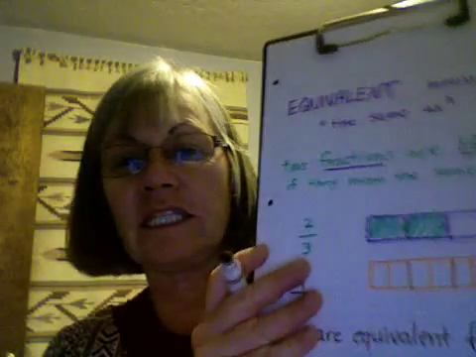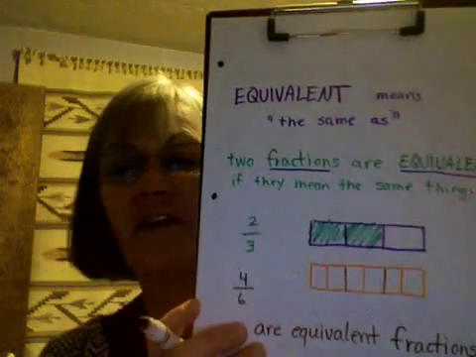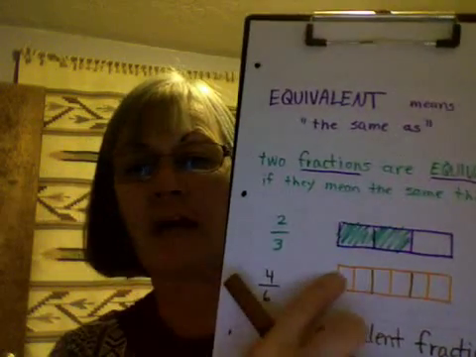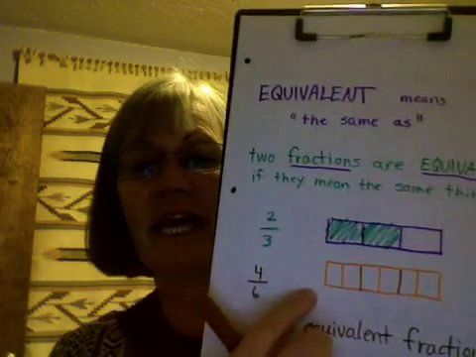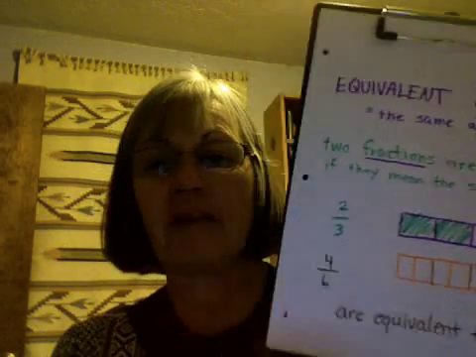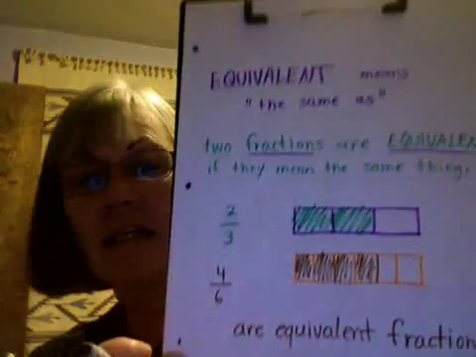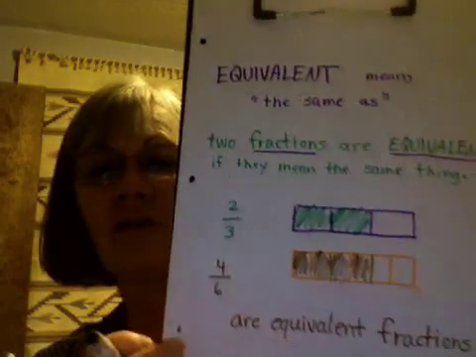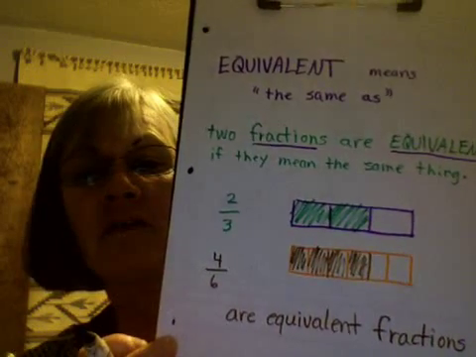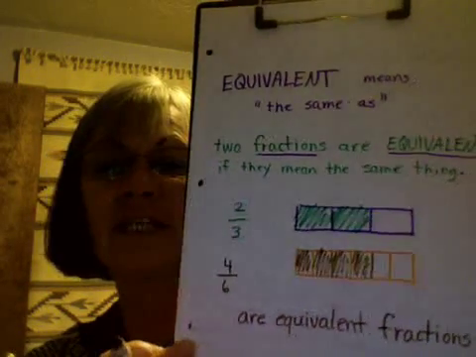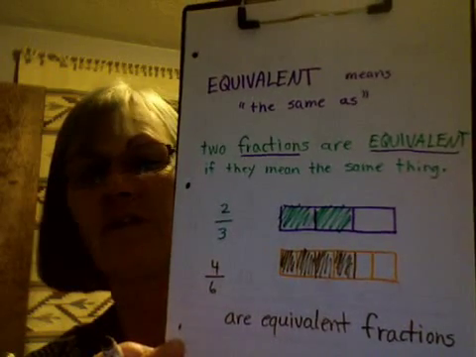And it's easy to see when I show with the dark line that the thirds are there as well, but we've cut again inside each piece to make these be 6. And if we color 4 of the 6ths, we're talking about exactly the same amount as we were when we said 2/3. So we can say that 2/3 and 4/6 are equivalent fractions.